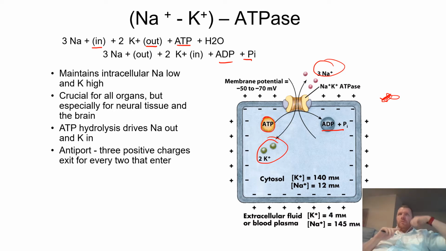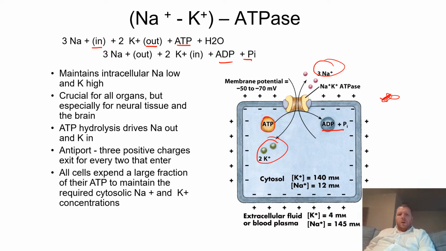Our sodium and potassium ions are obviously different, especially when you consider ion size and everything like that. But if you think about this simply in terms of their charges, we've got 3 positives going out, 2 positives coming in. All cells expend a large fraction of their ATP to maintain the cytosolic Na plus and K plus concentrations. One thing I always like to mention whenever I teach this is that maintenance of these levels is absolutely important.